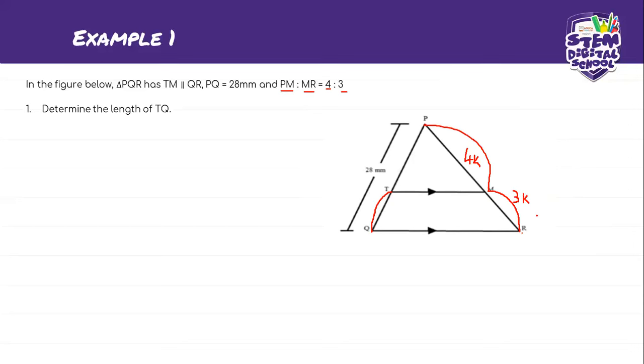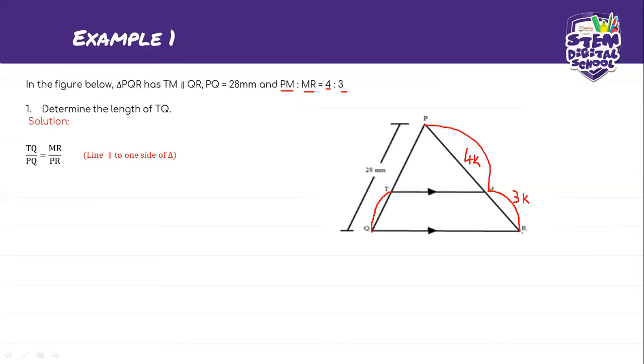We only have one distance on this side, which is 28 millimeters, right? Now, we are going to use these ratios together with this distance to determine the length of TQ, right? Now let's do so. Let's see how you go about it.